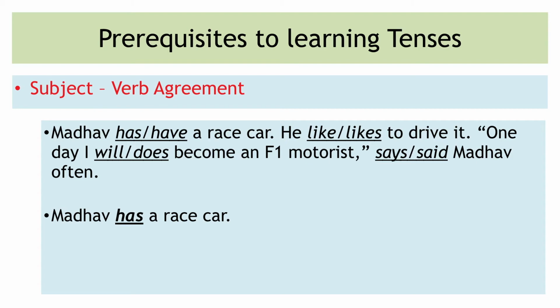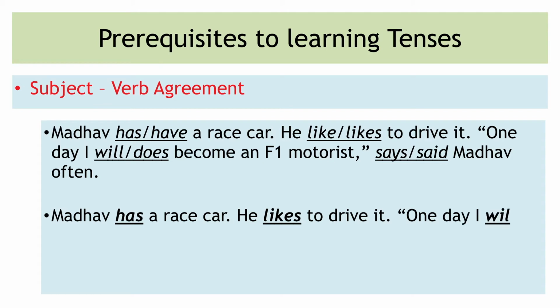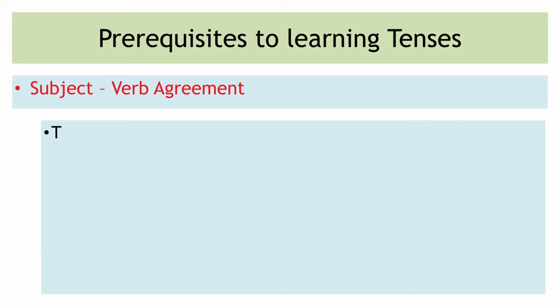Now when we look at the sentence, "Madhav has a race car" is the appropriate one. We cannot use have over here because Madhav is the name of a person and is singular. Likewise, he likes to drive it. One day I will become an F1 motorist, says Madhav often.